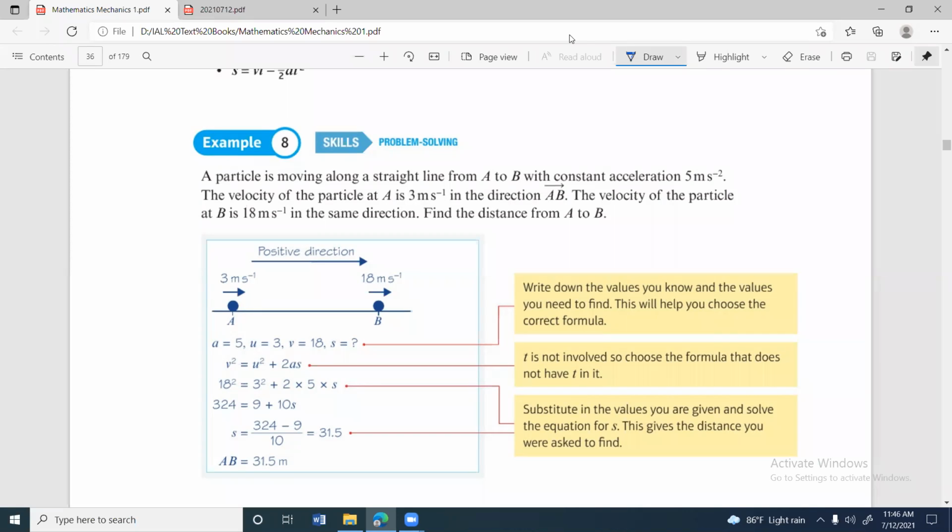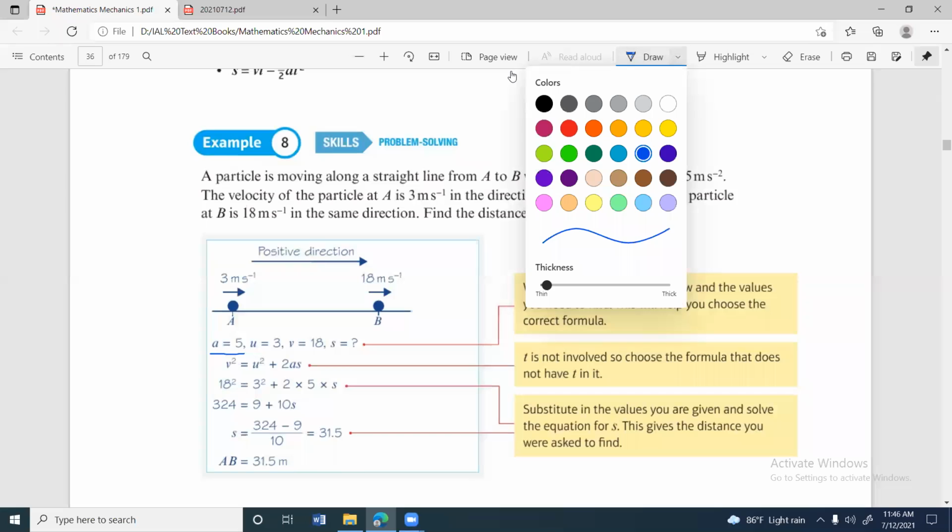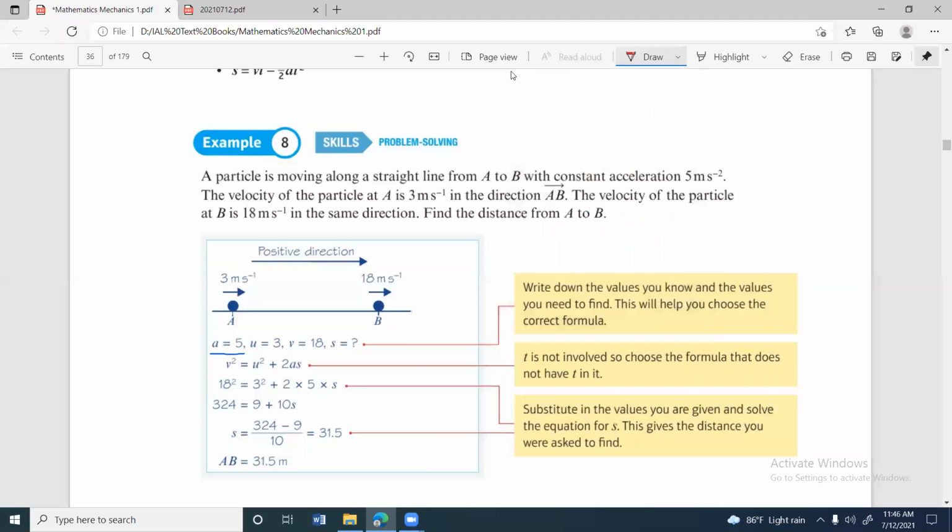A particle is moving along a straight line from A to B. A is the initial point and B is the final point, with a constant acceleration of 5. So we have a equals 5. The velocity of the particle at A is 3, starting from A, so obviously u becomes 3. The direction is towards B, so it's moving from A to B.